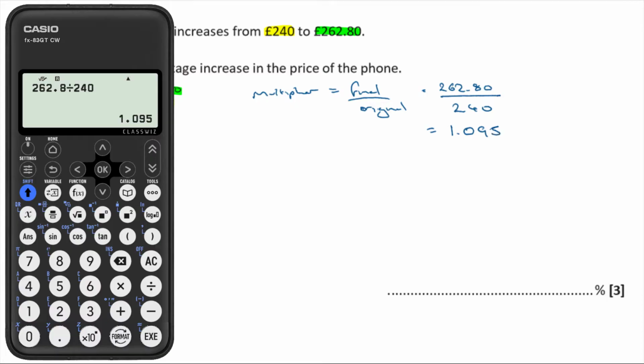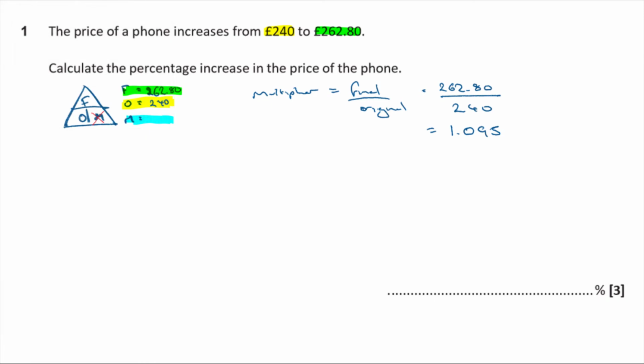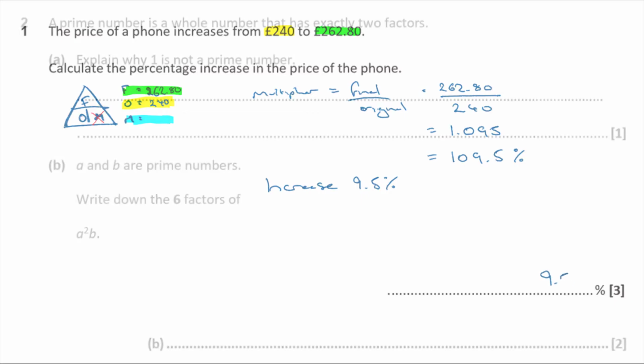1.095. Okay, now that's a decimal number. This is a percentage question. So the first thing I'm going to do is turn that into a percentage. 1.095 as a decimal is the same thing as 109.5%, isn't it? You just multiply through by 100. And so what is the percentage increase? Well, if it started off being 100% and it's now 109.5%, then the increase is 9.5%. Okay? So that's 9.5.